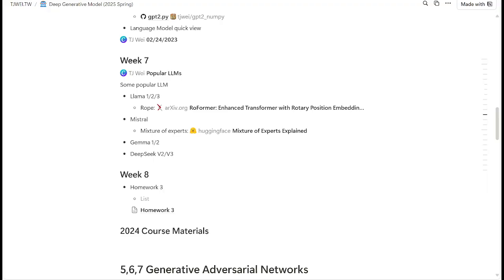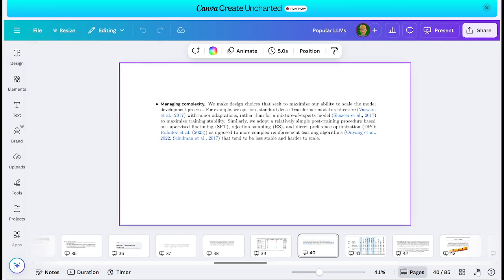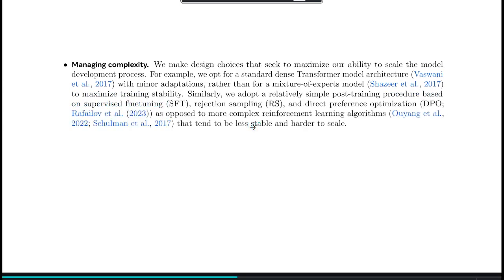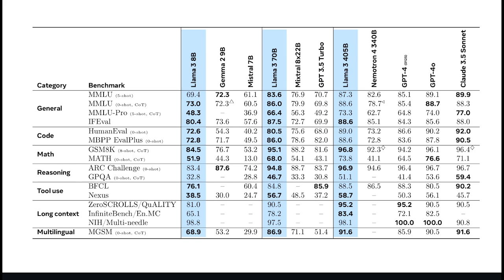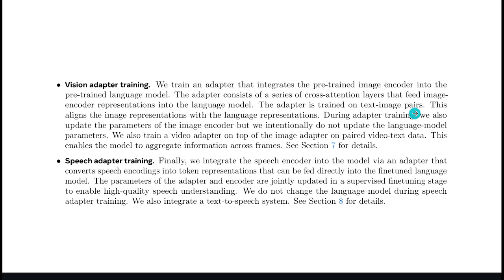So back to here. Here they are using Llama 3, which uses SFT, rejection sampling, and DPO to train it, instead of using RLHF. So here's the result, which is pretty good compared to others. They also have things like vision adapter training and speech adapter training, but mostly I will talk about the multimodal model, including how Llama 3.2 works.